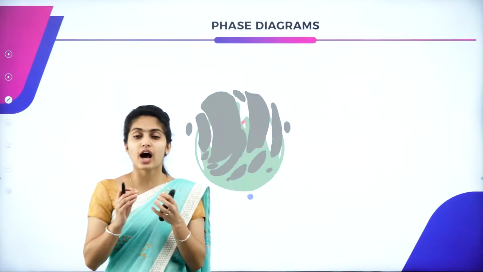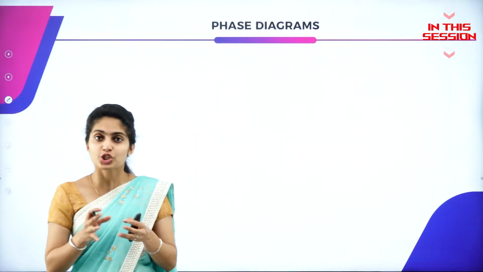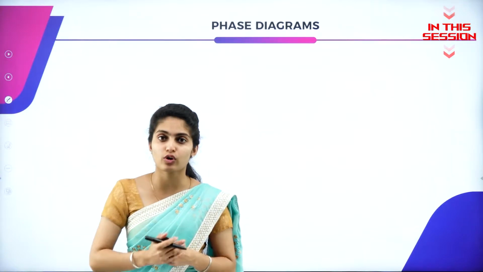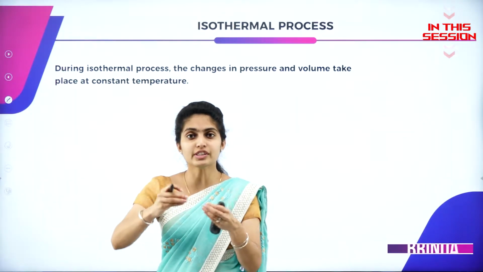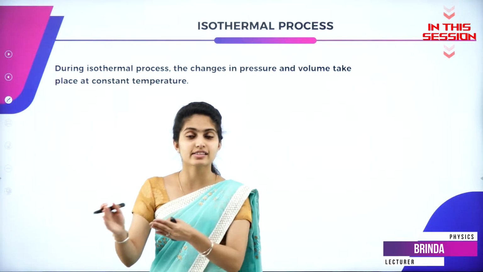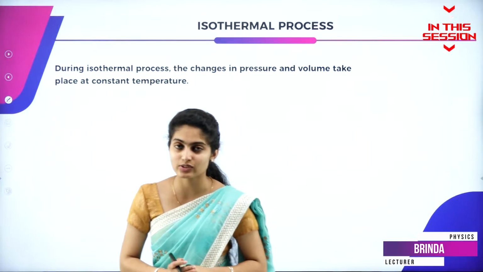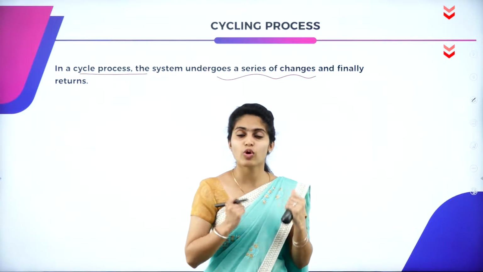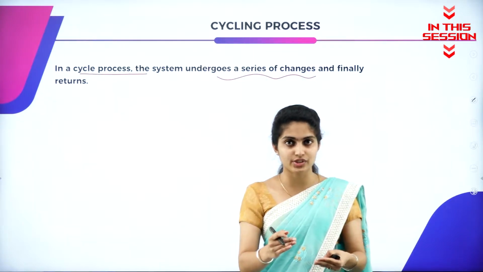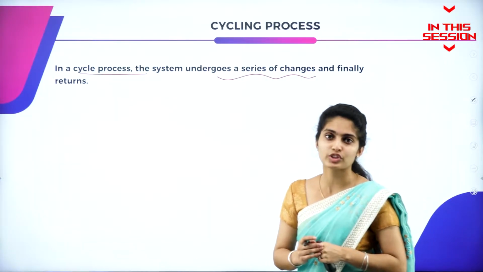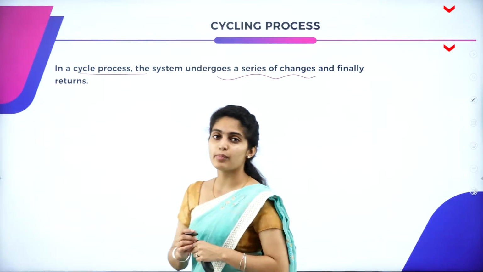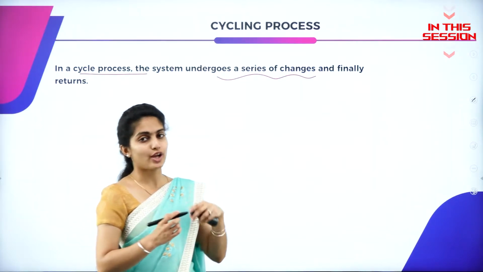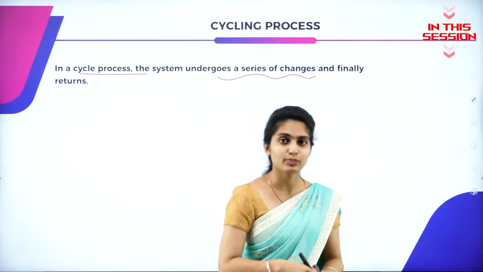Phase diagrams are the diagrams which show the different phases or states of matter. So you're just keeping the thermal aside, that is the temperature aside. That means the temperature is said to be constant. The system also undergoes a series of changes and again comes back to its original position. That is all about the cyclic process, which can also be called a reversible process.